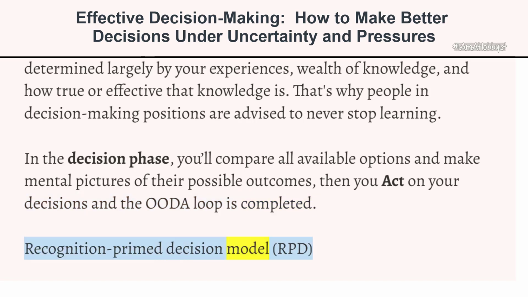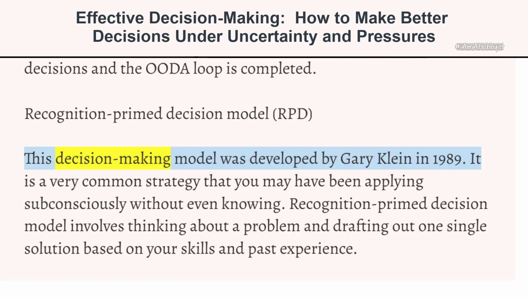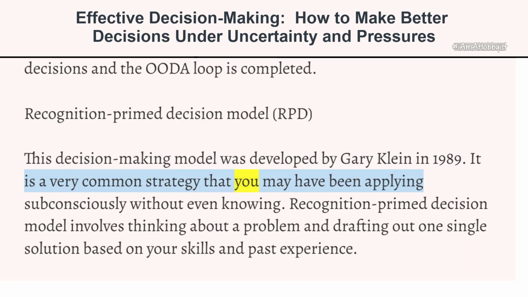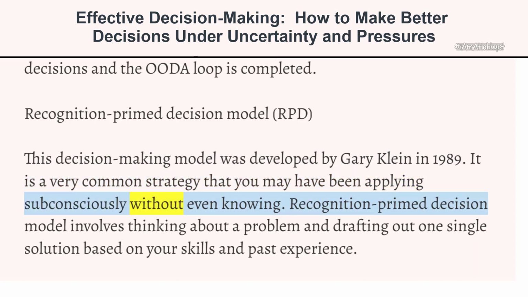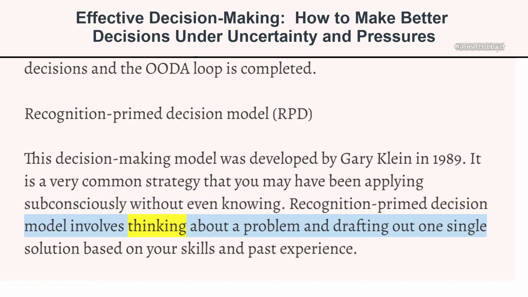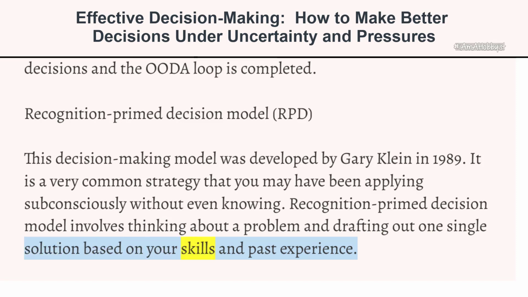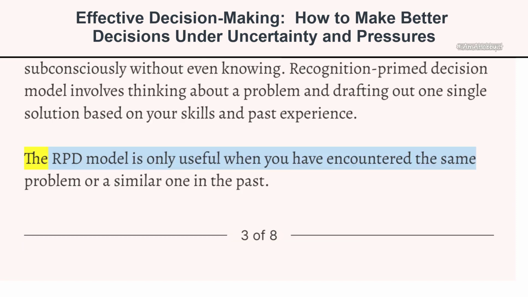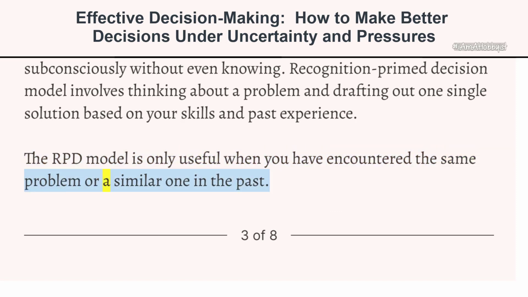Recognition Prime Decision Model, RPD. This decision-making model was developed by Gary Klein in 1989. It is a very common strategy that you may have been applying subconsciously without even knowing. Recognition Prime Decision Model involves thinking about a problem and drafting out one single solution based on your skills and past experience. The RPD model is only useful when you have encountered the same problem or a similar one in the past.